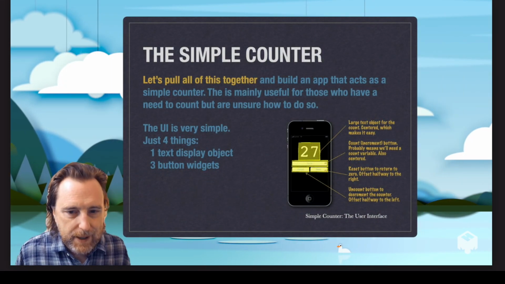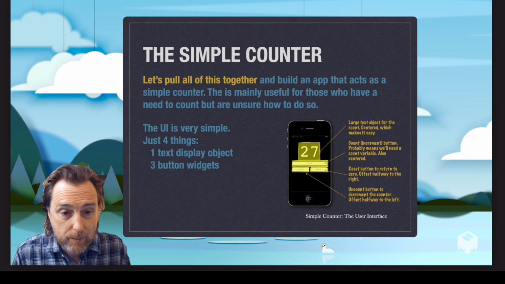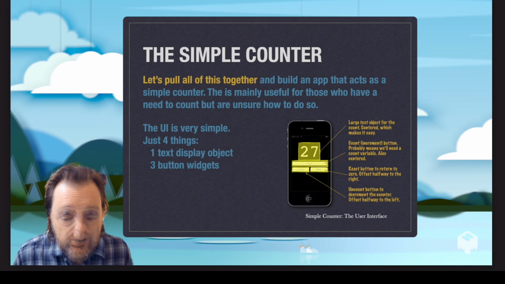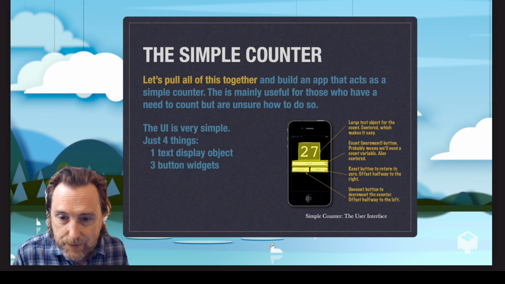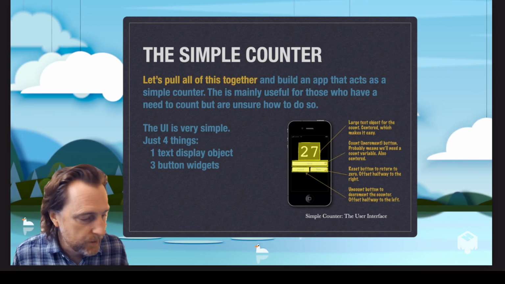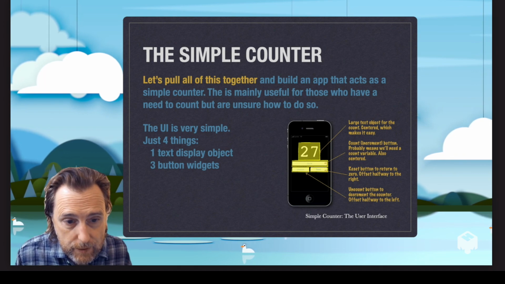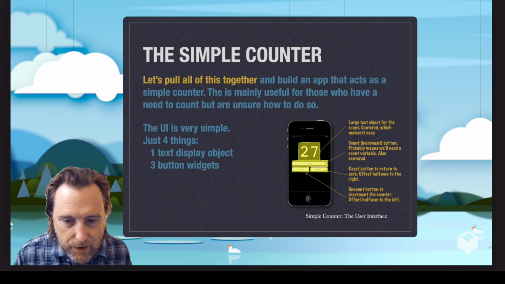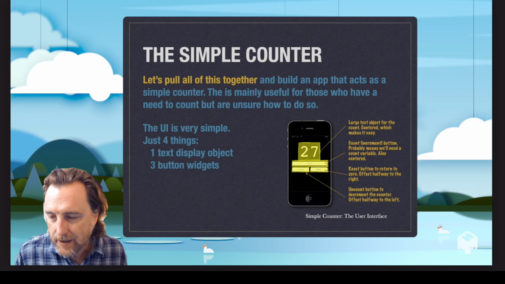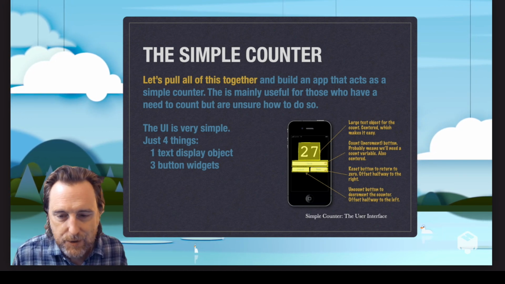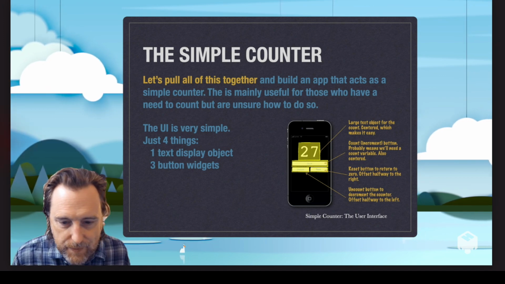We'll pick up next time with a little bit more complex example. An app that actually does something, which counts up and counts down, and resets. So it's a counter app using 3 buttons and a large text display object, and we'll work through how to create that and get it to work correctly next time.